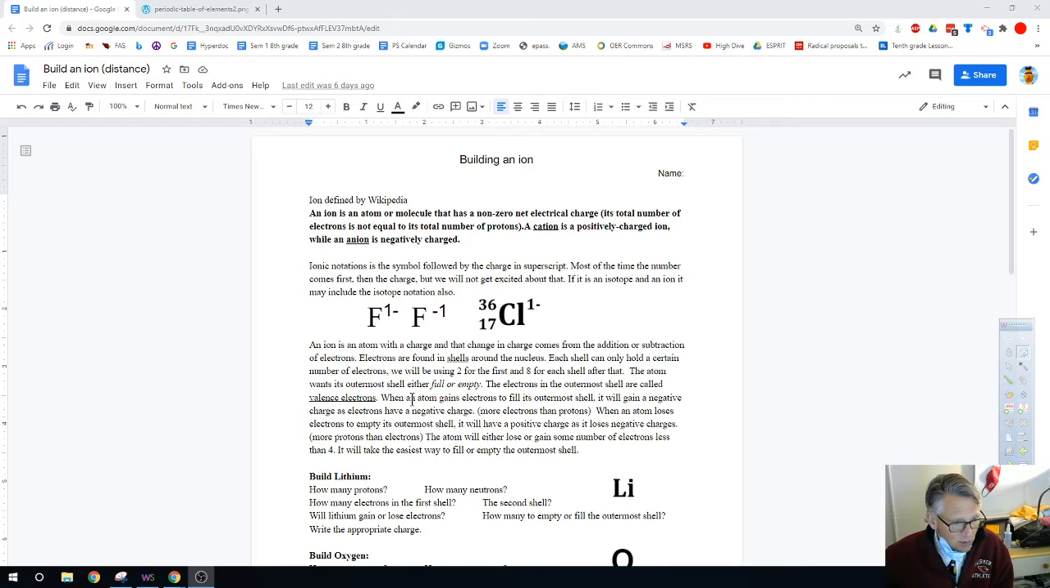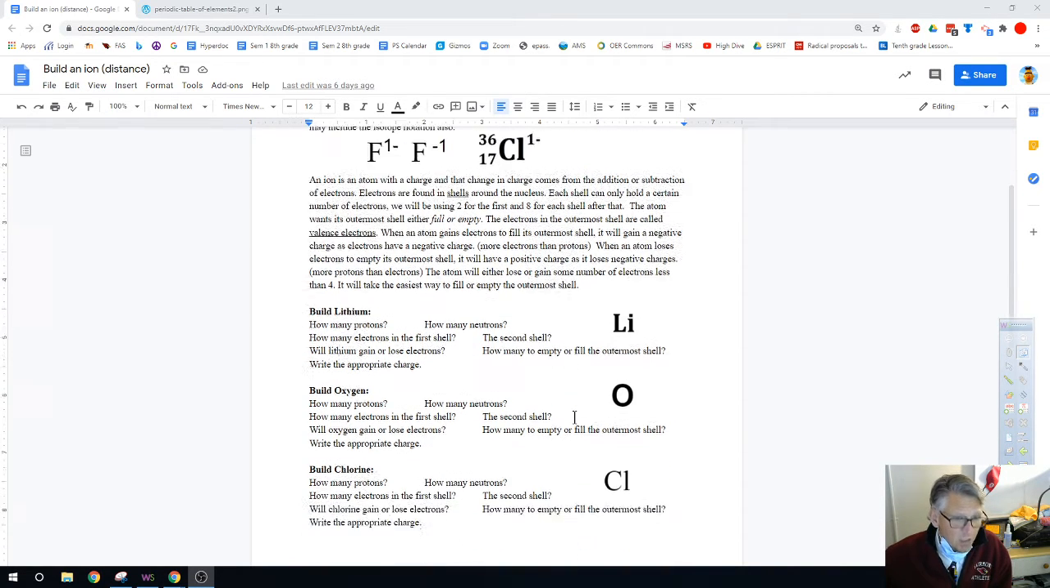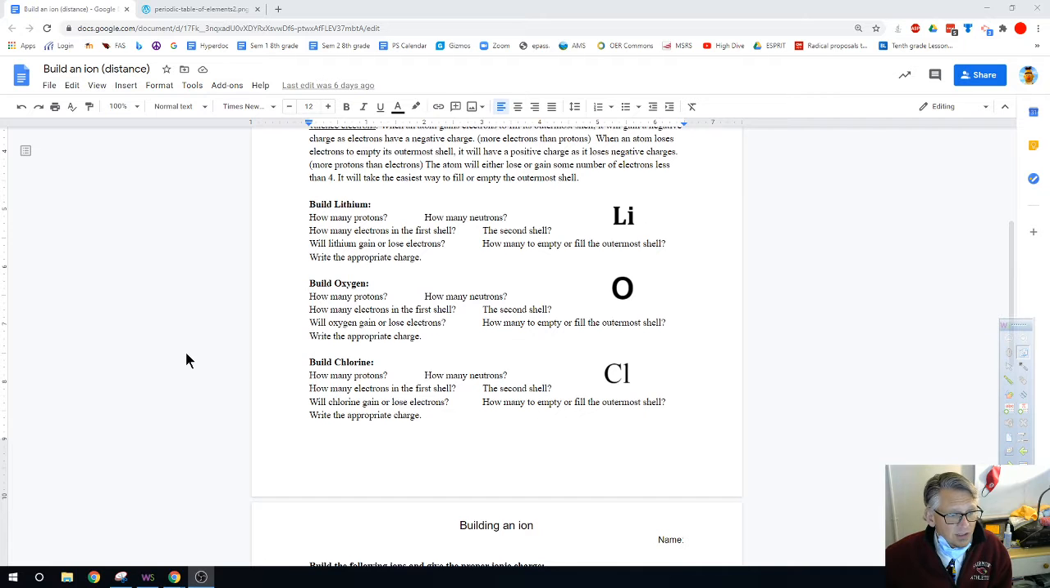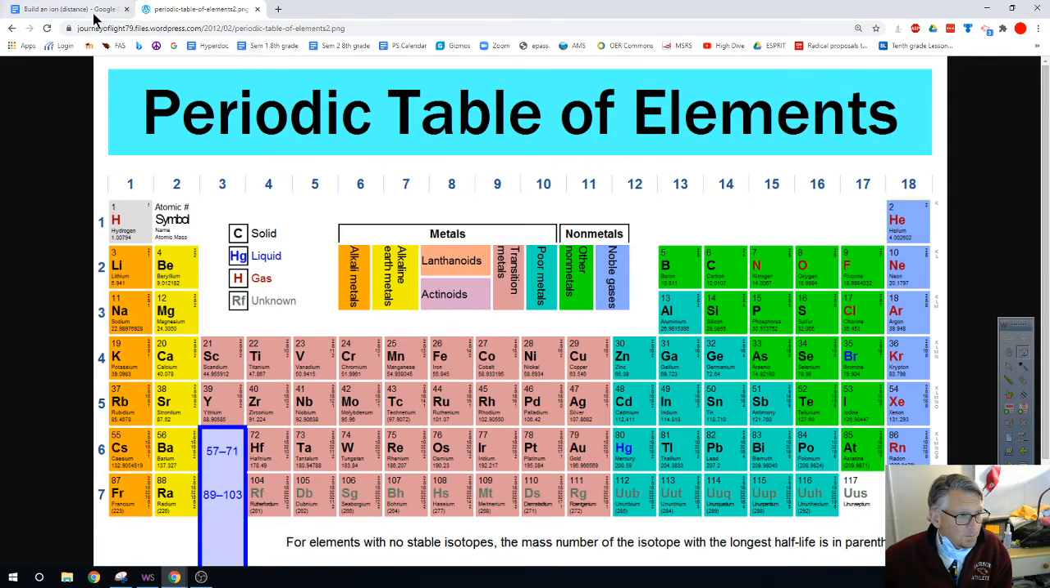The electrons in the outermost shell are called valence electrons. And if we have more electrons, we have a negative charge. And if we have fewer electrons than protons, we have a positive charge. So let's do a couple of these, and I'll be switching back and forth between the periodic table. I got my periodic table up here.